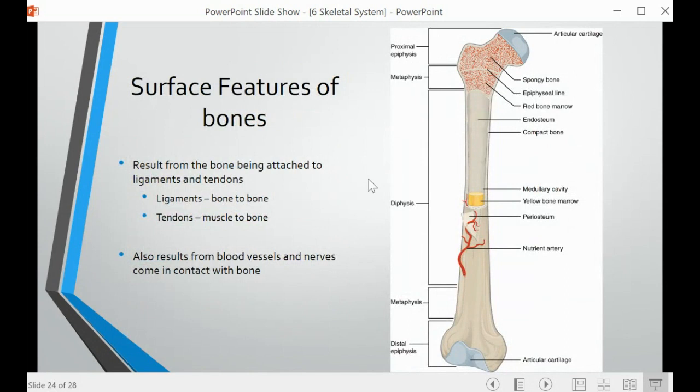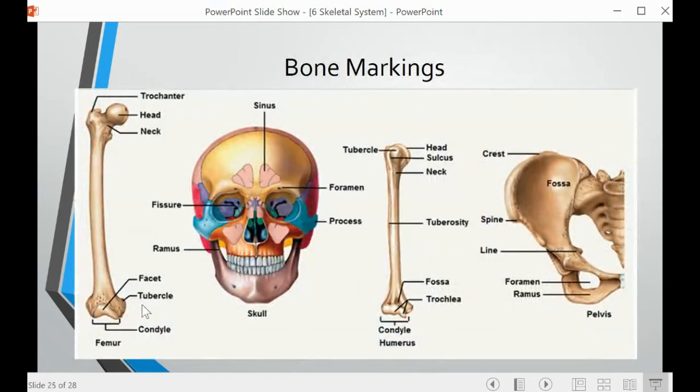So there are some surface features of our bones, and surface features actually result from the bones being attached to our ligaments and our tendons. Ligaments attach bone to bone, tendons attach muscle to bone. It also results from our blood vessels and our nerves coming into contact with our bones. So we get what are called bone markings from this.